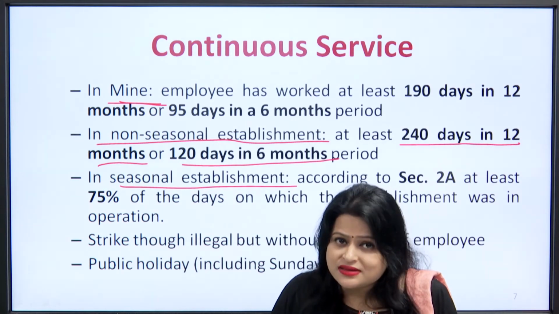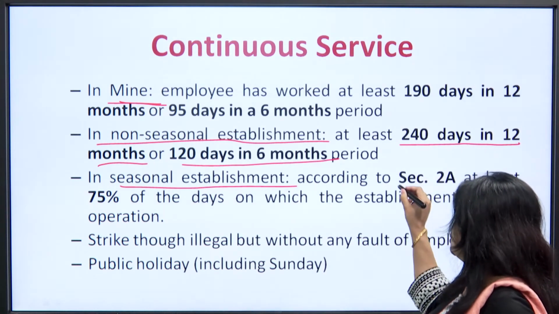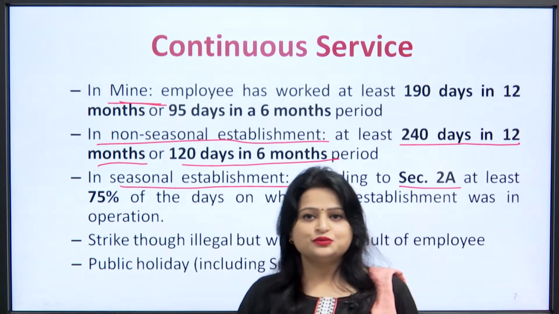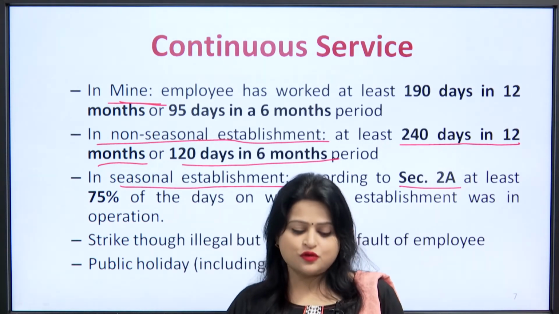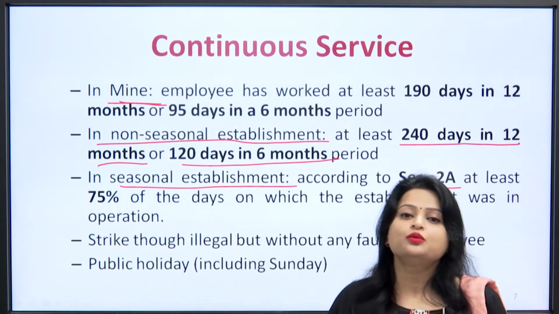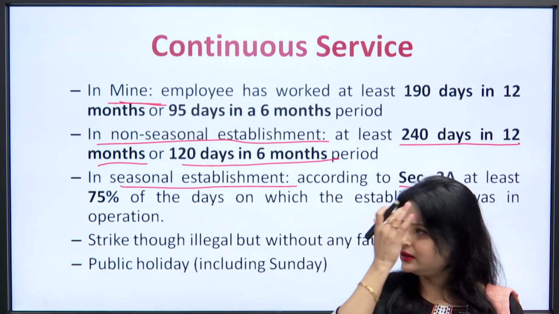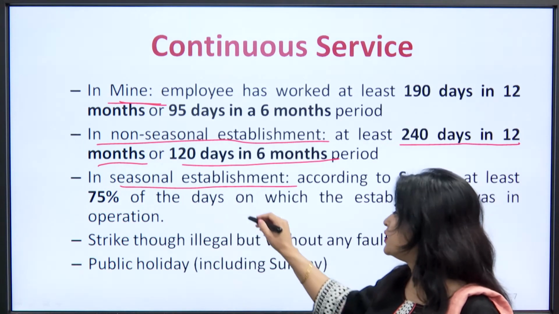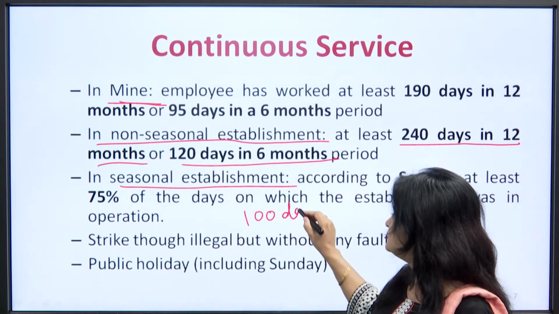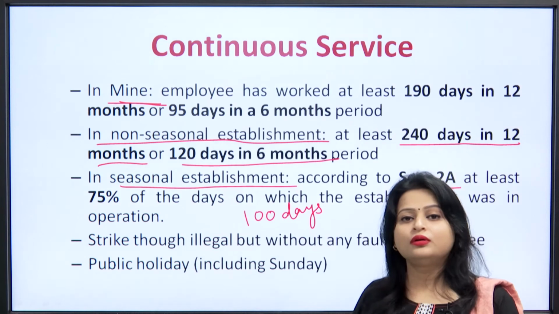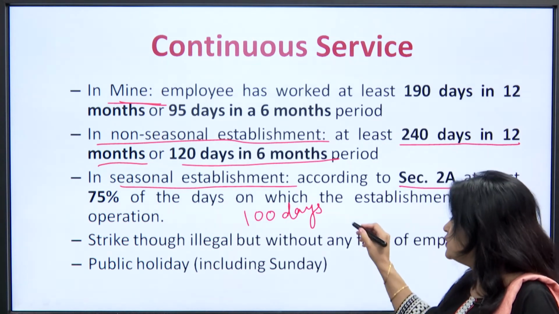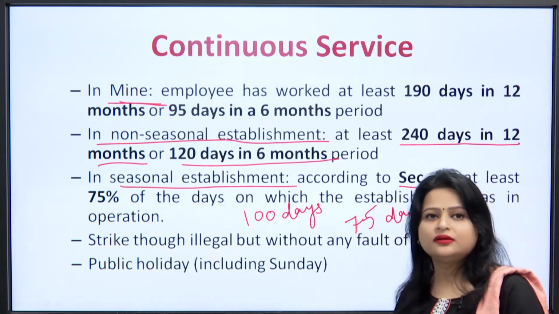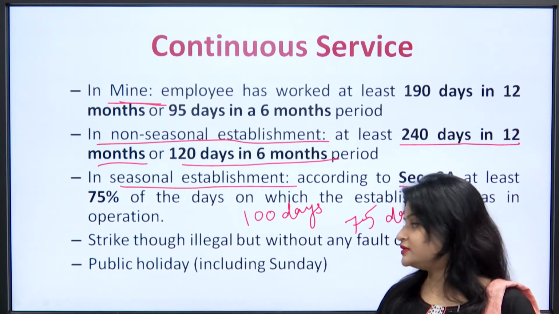So in a seasonal establishment, according to section 2 subsection A, if an employee has worked at least 75% of the days on which the establishment was in operation. For example, in any year or in any season, if the establishment was in operation for 100 days, any employee who has worked for 75 days will be considered as having continuous service.